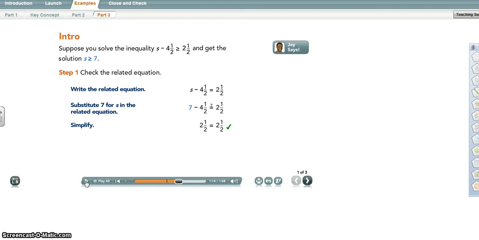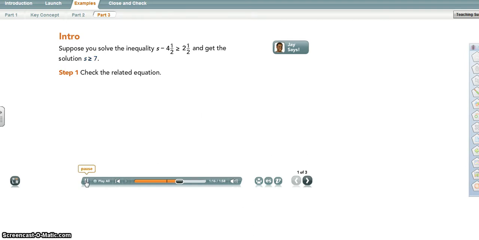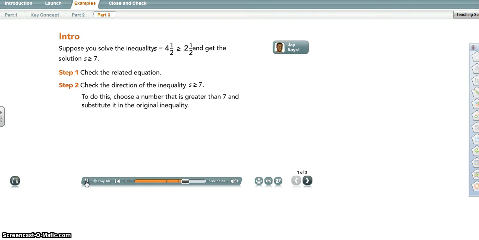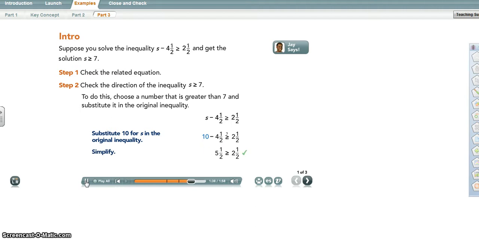So now let's check to see if the value of s can be greater than 7 as well. So we'll just try a value that's greater than 7 and see if it works. There are lots of values to choose from. Step 2. Check that the direction of the inequality s is greater than or equal to 7 is correct. To do this, choose a number that is greater than 7 and substitute it in the original inequality. Substitute 10 for s in the original inequality. Simplify. 5 and 1/2 is greater than 2 and 1/2, so the inequality is in the right direction.